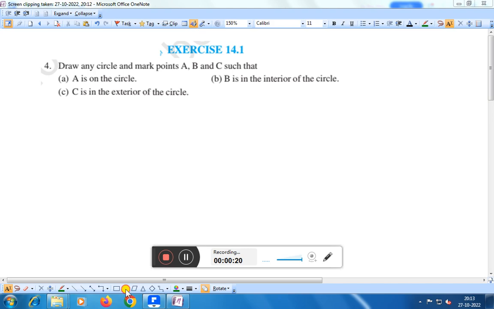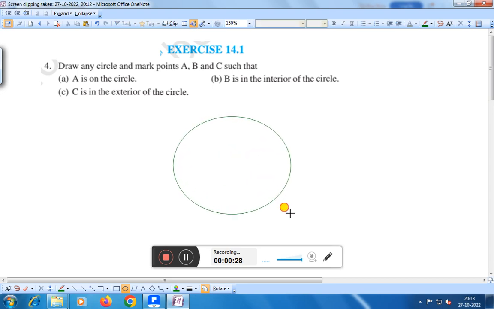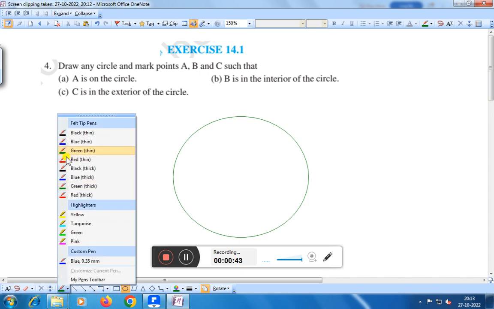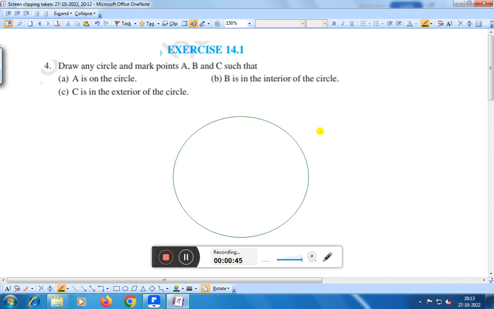Let us first draw a circle. Here we draw a circle, right? Now you have to mark points. A is on the circle. Therefore, we are taking a point A on the circle. On the circumference of the circle, we take a point like this and mark it as A. A is on the circle, right?